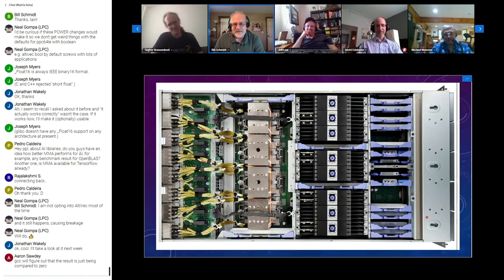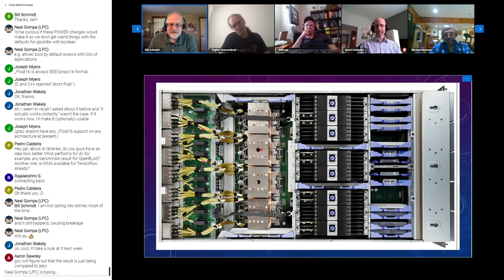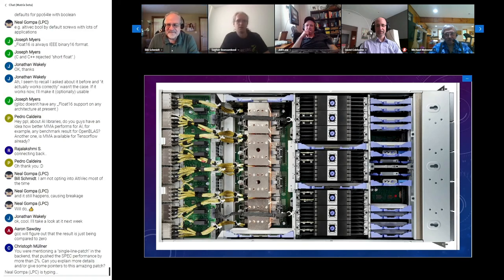This is the new high end machine that was just announced last week. It's the Denali four socket guy here. So lots going on in there. Can you send me one?